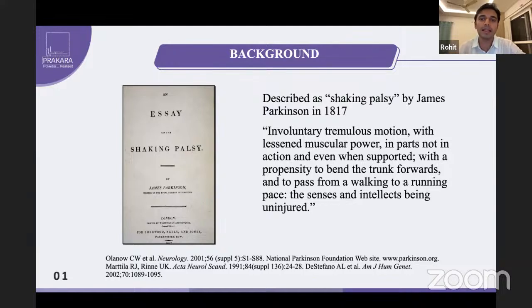So what this tells us is that basically it's a movement disorder causing involuntary movements, and especially these movements occur when the limb is at rest. At the same time, the muscle power is not reduced. That means the power or the ability to perform motor activity in terms of power is not reduced, but it is only the movement disorder which is the cardinal feature here. At the same time, there are other trunkal features like bending of the trunk, and then when he says that the patient passes from a walking to a running pace, it describes the typical festinating gait of these patients, and the senses and intellects being uninjured. That means the cognitive abilities of the patient are relatively preserved, towards even the later stages of the disease.